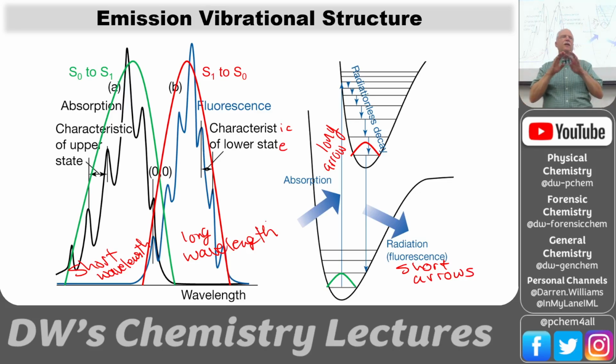So fluorescence is always red shifted from the absorption. So this is the excitation curve. This is the emission curve. You see how the emission curve is always to the red of the excitation. This is super important for forensics. So if you're a forensic chemistry major, when we talk about alternate light sources, this is why that works.